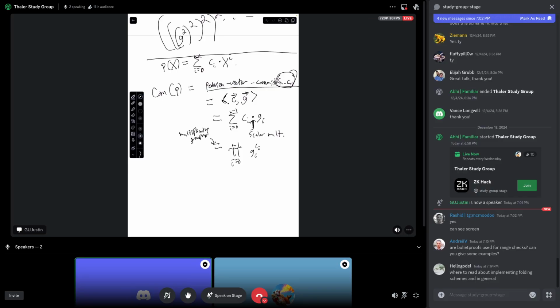So the commitment to the polynomial is just a single MSM involving the coefficient vector of the polynomial. That's it. Okay, so that's the commitment. Questions about what the commitment is?